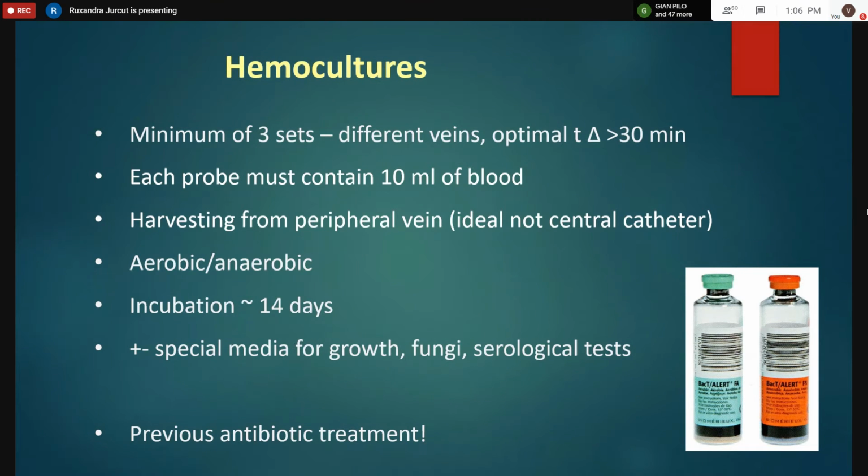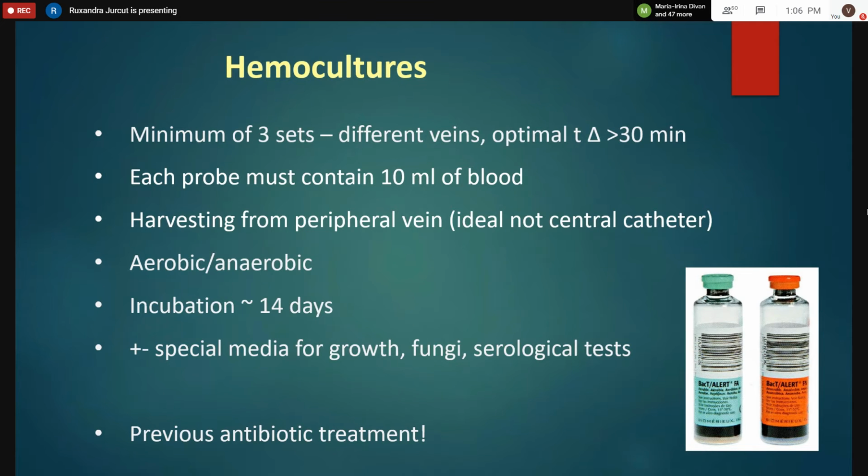And they should be taken at a small difference in time, around 30 minutes, so not just one after the other, to let some time for the bacteremia, if it's not maximal or at the peak at the first time of drawing the blood, to still have time to appear. There should be enough blood, around 10 milliliters. And the cultures should be prepared for aerobic and anaerobic cultures, because the germs might grow variously.